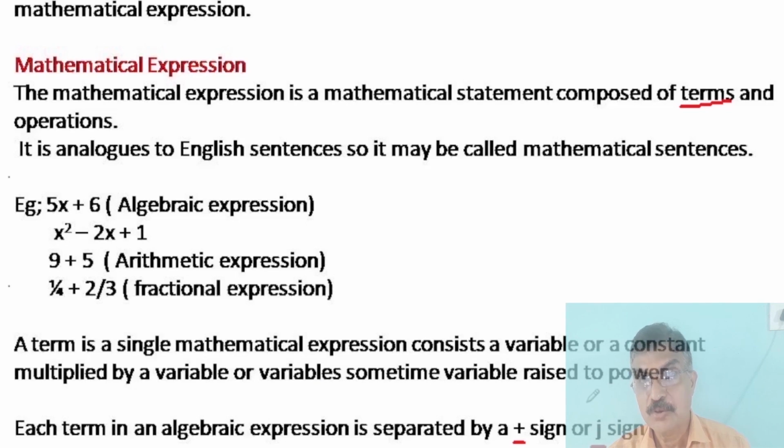Sometimes it may be noted in some textbooks that terms are separated either by plus or minus. It's wrong. Only plus. Here the terms are x square, minus 2x, plus 1. Plus 1, 6, these are all called constants. So never forget that thing. Terms in an algebraic expression are separated by plus sign, not minus sign.